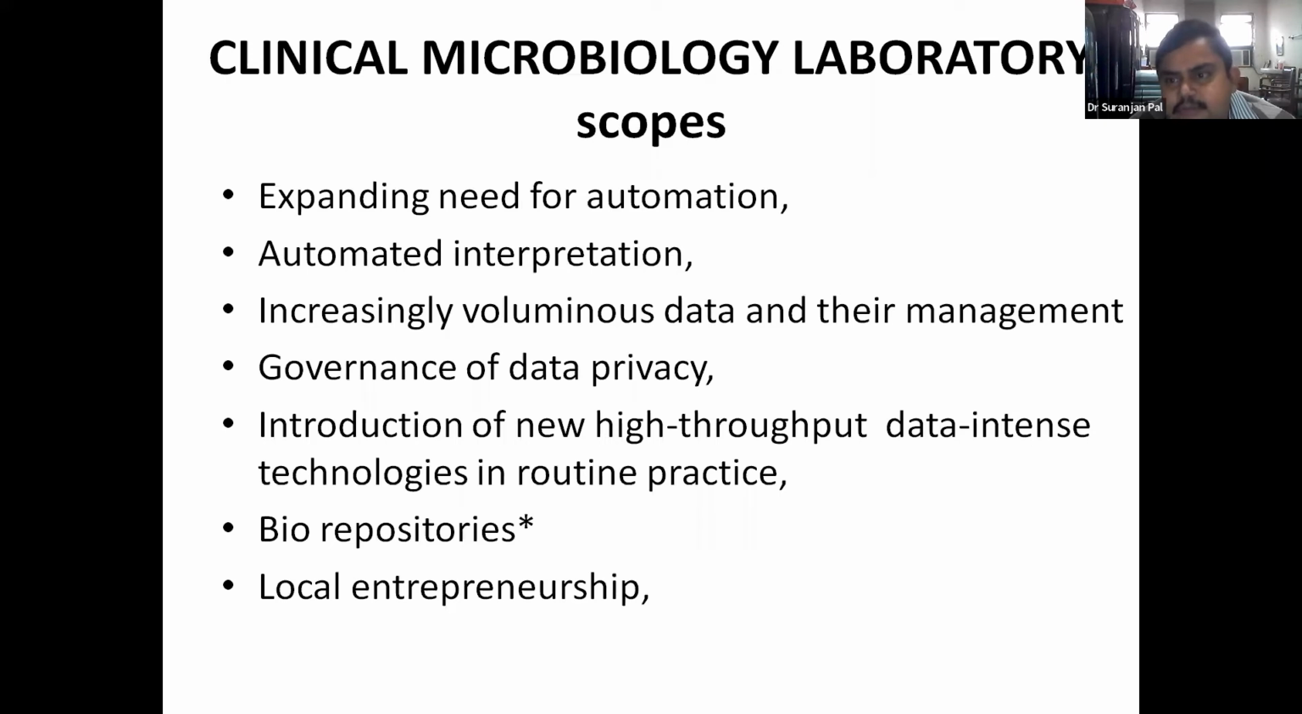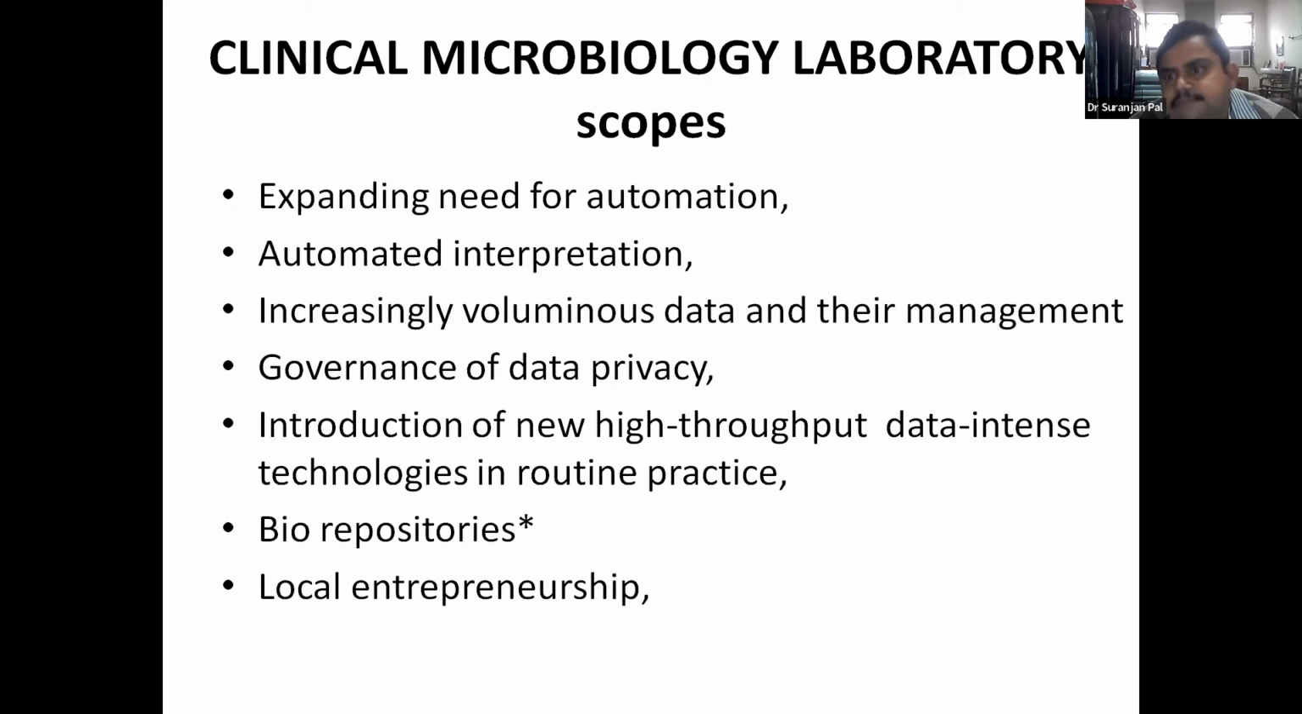The lab will generate a huge amount of data, but data management and privacy will be an important issue, because we often will not be able to share some private data. We can share anonymous data, but still data privacy will be an issue. And the introduction of new high throughput, data intense technologies like multi-sequencing and other bioinformatics systems will come up eventually. Biorepositories will also provide important data for further development of diagnostic strategies and local entrepreneurship.